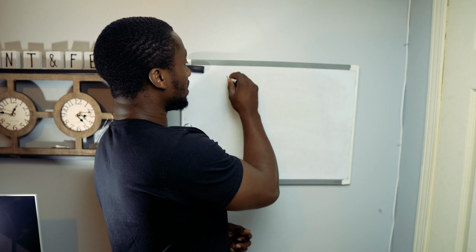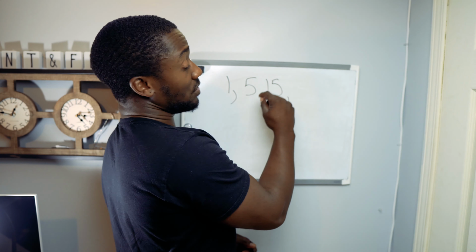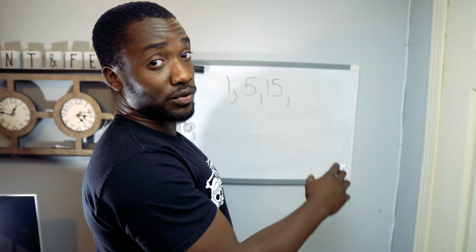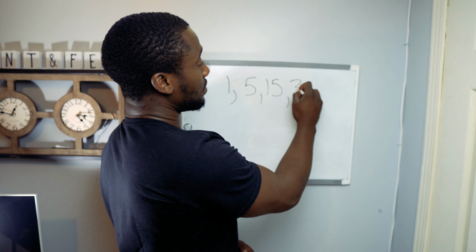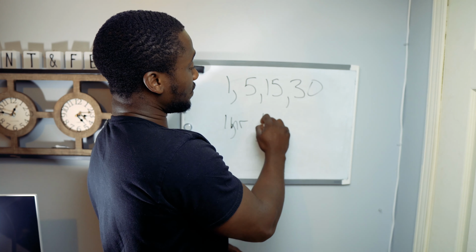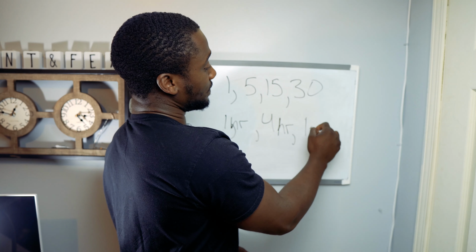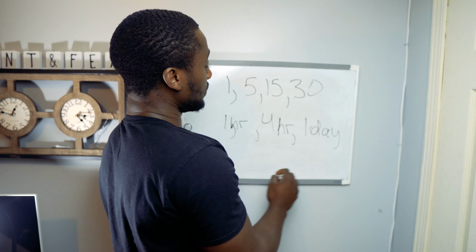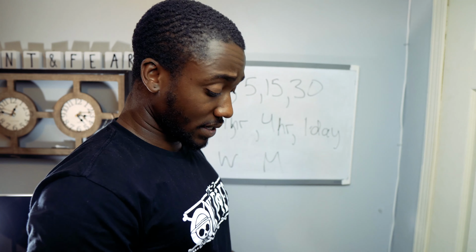You have the 1 minute, the 5 minute, the 15 minute, and you can adjust these on TradingView accordingly. But on my MT4, this is what I have. I have the 30 minute, I have the hour, I have the 4 hour, I have the day, I have the week, and I have the month. Those are the time frames I have on my MT4.